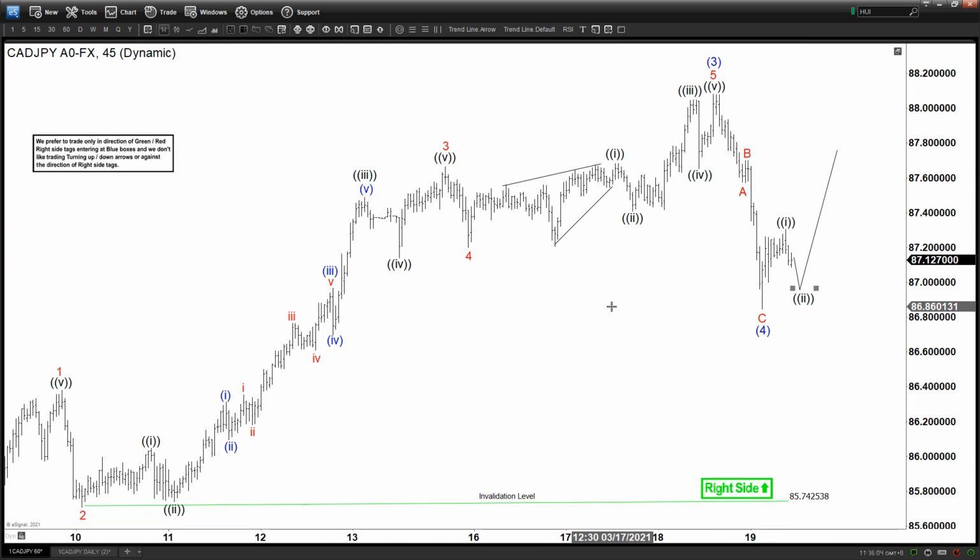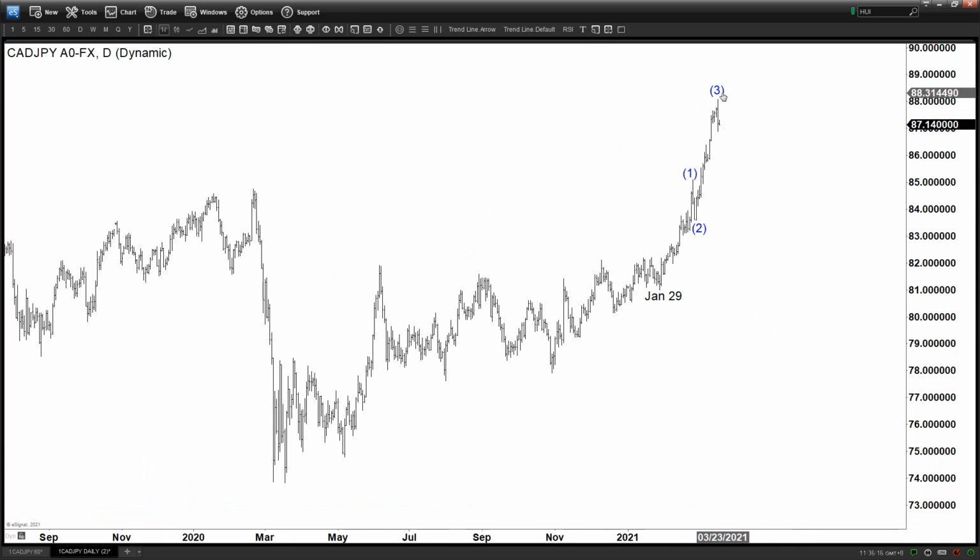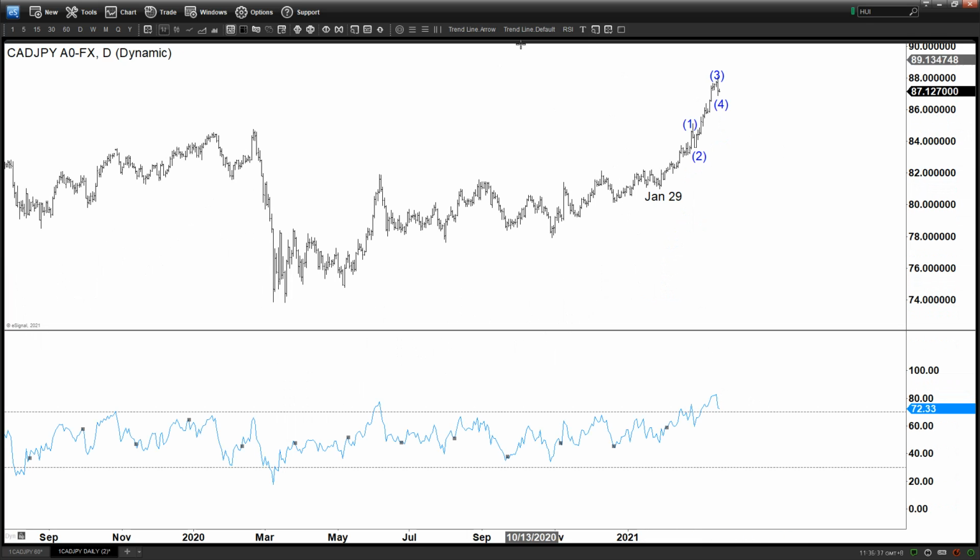So let's zoom out a little bit and take a look at the larger degree structure. If we take a look at the daily, I'm putting 3 and 4 here in the intermediate degree. So this is 3 and then this is a 4 based on the 1 hour chart, and you can see we are dealing with the cycle that started from January 29 low, and that cycle is currently in a 5 waves, looking pretty impulsive to me here, as you can see. And let's take a look here in the RSI. No divergence at the peak.